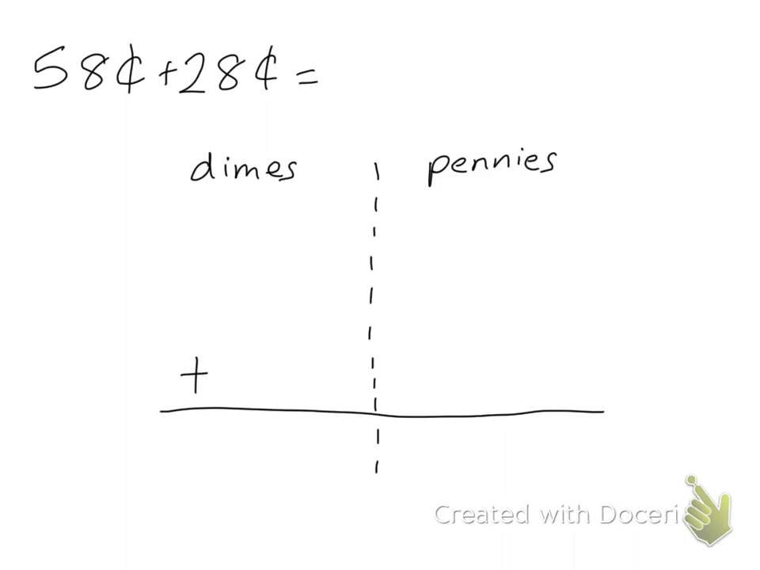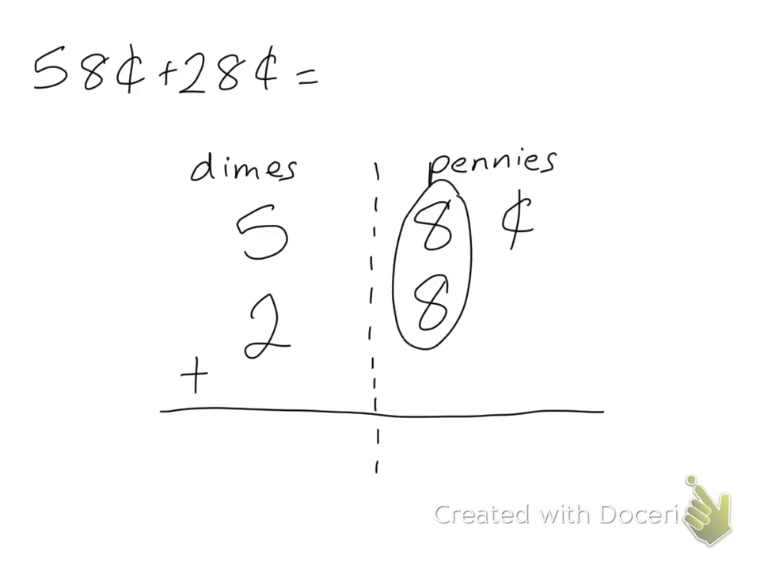What about 58 cents plus 28 cents? So we're going to write this so one number is below the other. And mathematicians call this writing the problem vertically. So we have 58, so that's 5 dimes and 8 pennies, and 28 is 2 dimes and 8 pennies. Notice we wrote the numbers directly underneath each other. So we know we're adding pennies and adding dimes.